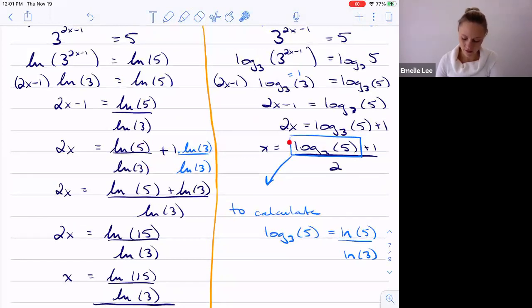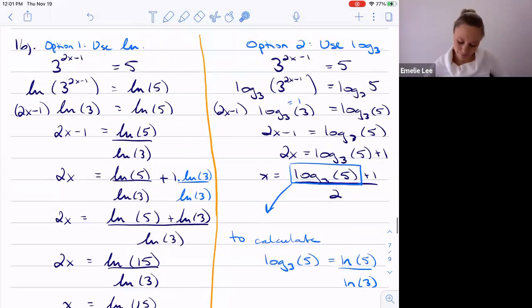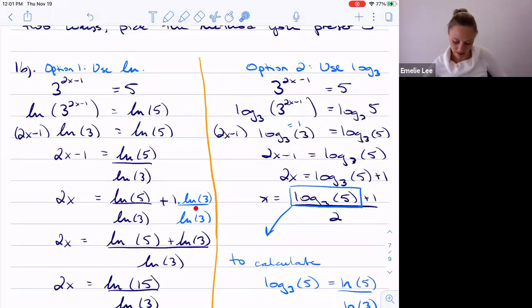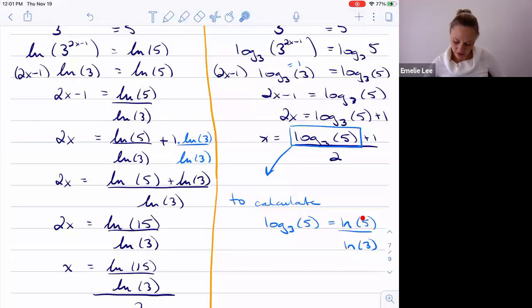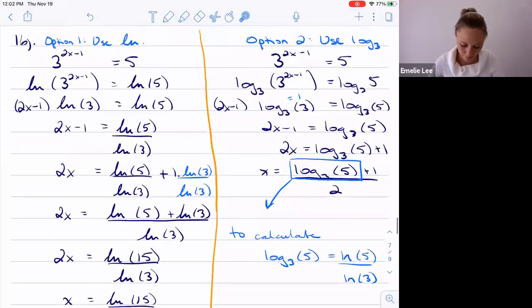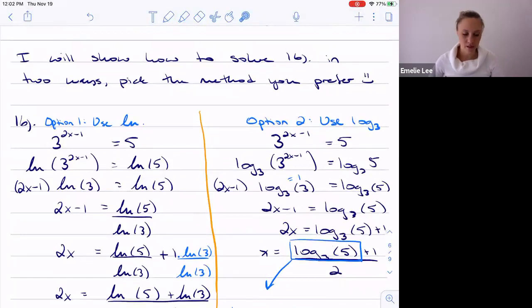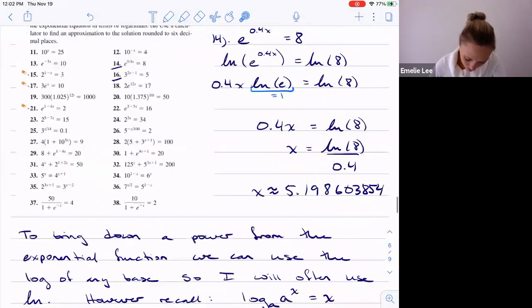That is exactly the same as here, right? Took us about the same amount of time. Here, if we wanted to, we could expand this. We could find a common denominator. We could flip and multiply, a fraction over a fraction. But they're just two methods of getting to the same location. If you're ready to calculate, you could just use the ln of 5 over the ln of 3 plus 1 divided by 2 and then be done with it, if you're just looking for an approximation. Good, so that was 16.